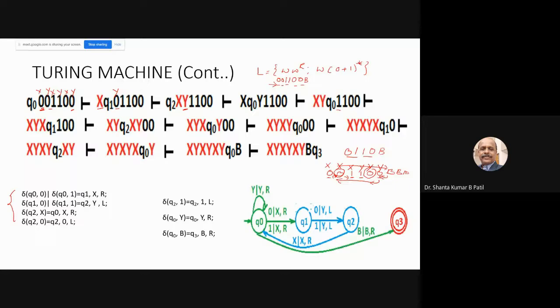Next, Q1 comes across 1, 1 is replaced by X, and this one is replaced by Y. See, you can find here. Again, this 0 is equal to this 0. So this 0 is replaced by X, this 0 is replaced by Y. Okay, like this. So Q2 comes across the X.